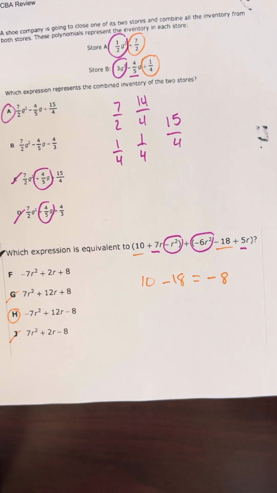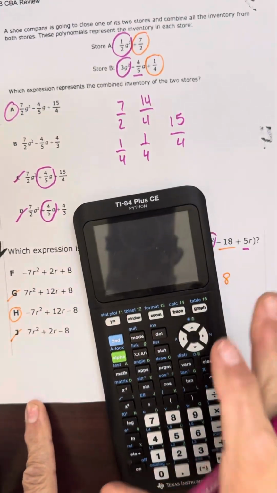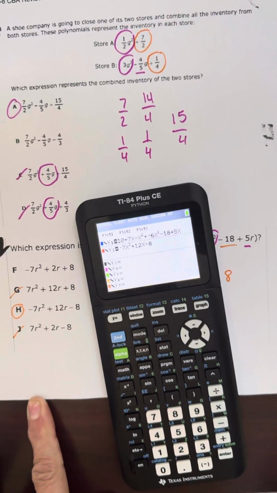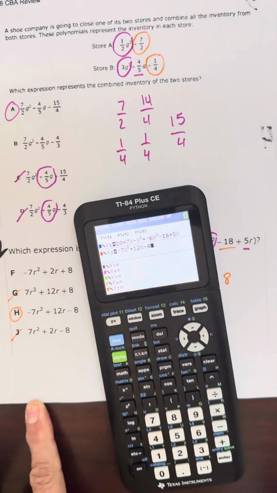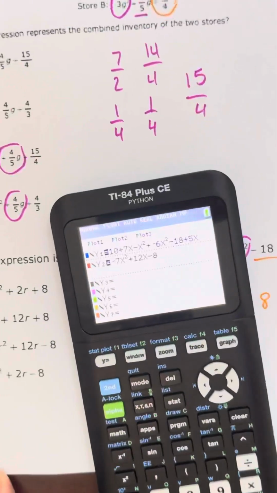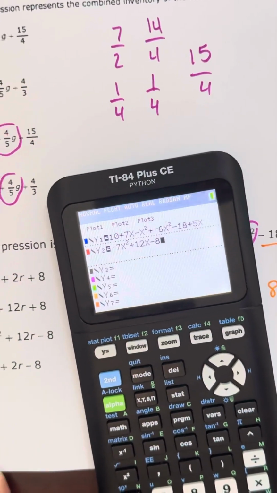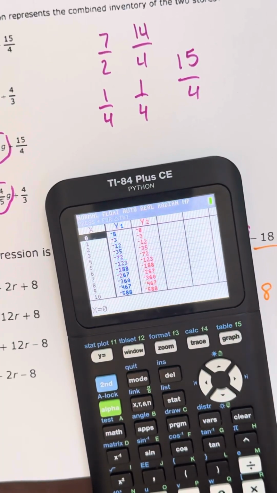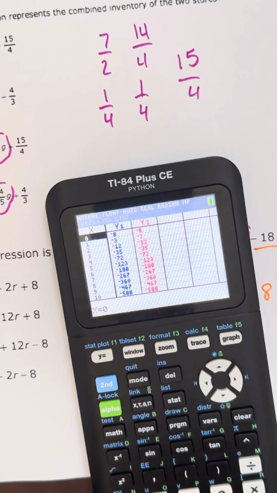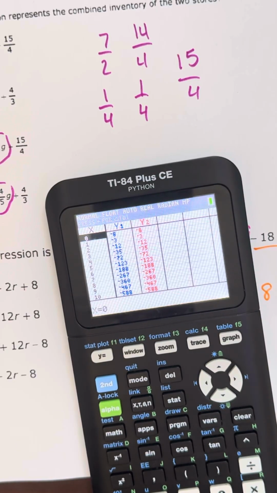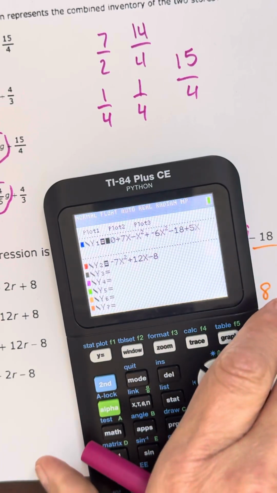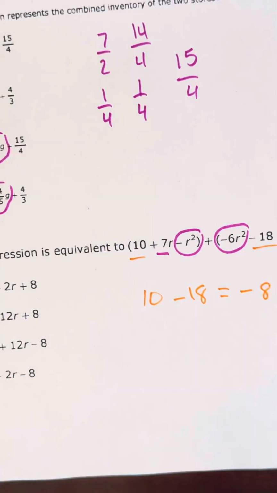And then again on the calculator, put your problem in Y1 and your answer in Y2, and go to your table, and your table should match. If they don't, then you either typed it in wrong or you picked the wrong one. Okay, so that's how you can check it with the calculator.